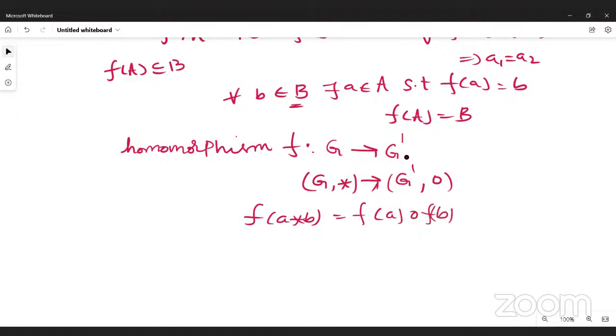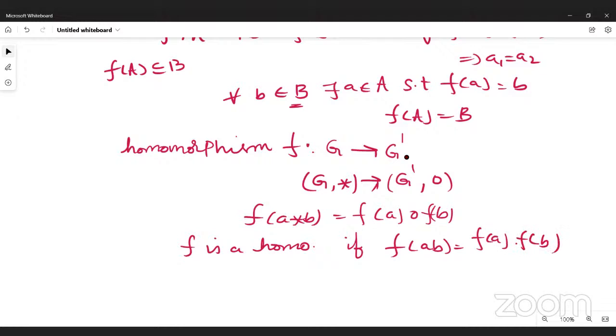Generally, while defining, we take multiplication as the binary operation, so we say that f is a homomorphism if f of AB is equal to f of A into f of B. A one-one homomorphism is called monomorphism. An onto homomorphism is called epimorphism. Endomorphism is a homomorphism from a group G onto itself.